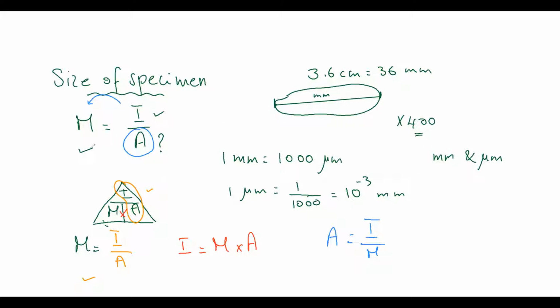Sometimes they need the magnification. So of course they are going to give you the actual size. Sometimes they do not give the image size because you can measure it. And whenever you write the magnification, please write the times at the beginning. We say 400 times, but we write the times at the beginning. So that's all about the size of the specimen.